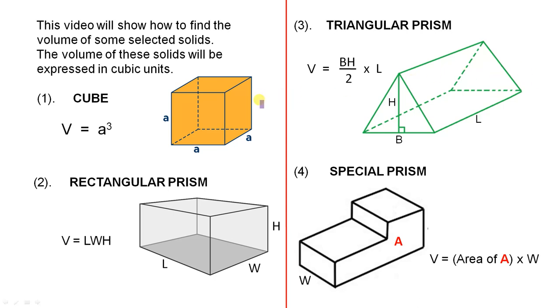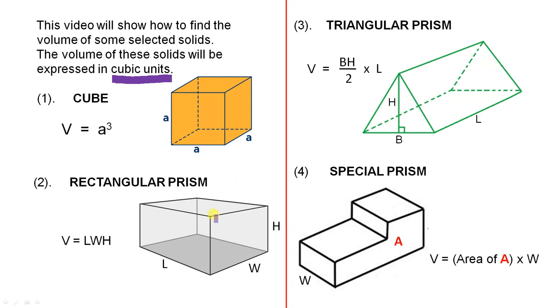The first solid we have is a cube, and we're very familiar with this. You'll notice that each of these lengths are exactly the same. Hence, to find the volume, you multiply the three of them together. So A times A times A will give you A cubed, and that's expressed in cubic units. So remember, all answers, because we're talking about volume, are expressed in cubic units.